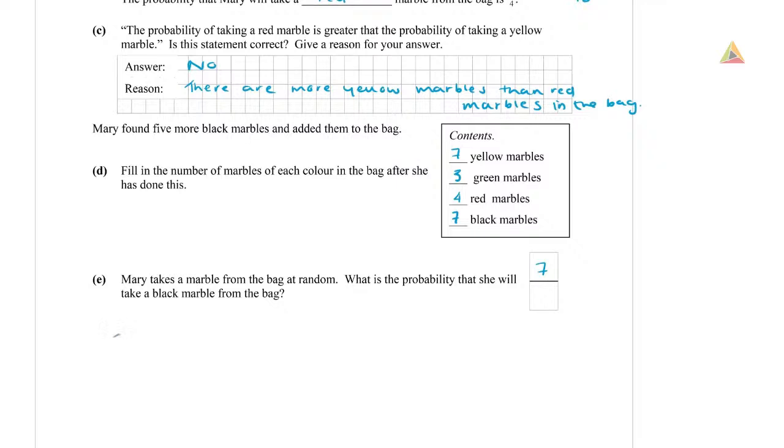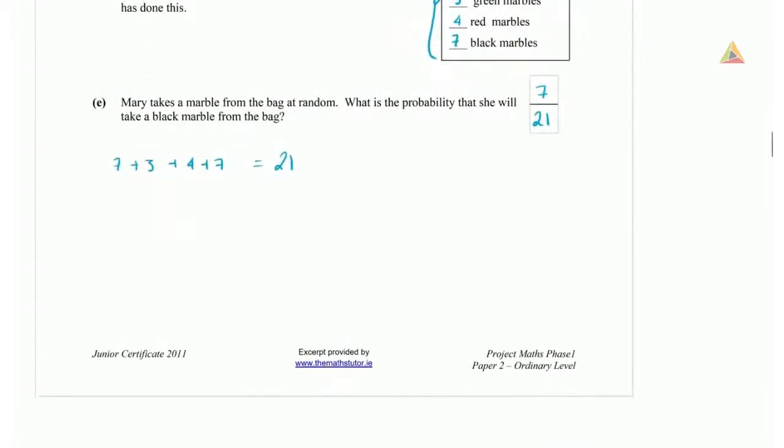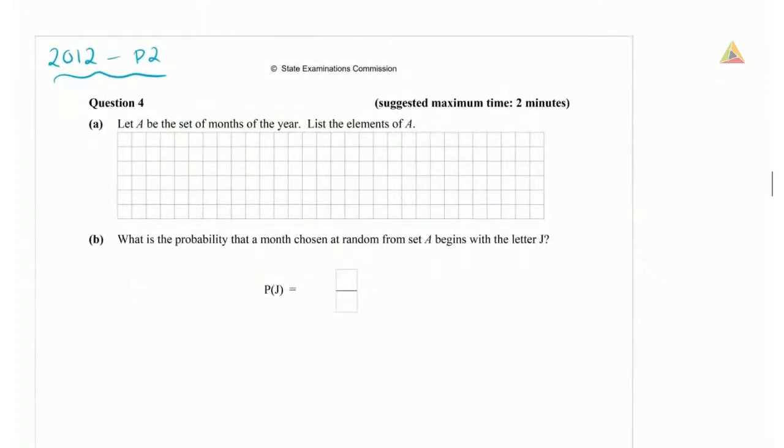So we're going to add 7 plus 3 plus 4 plus 7. So I'm basically adding all these numbers together. And when I do that, I get 21. So the answer there is 7 out of 21. And that's the answer to that question. I think that's the last question on the paper. So we're going to move now to 2012 paper 2.